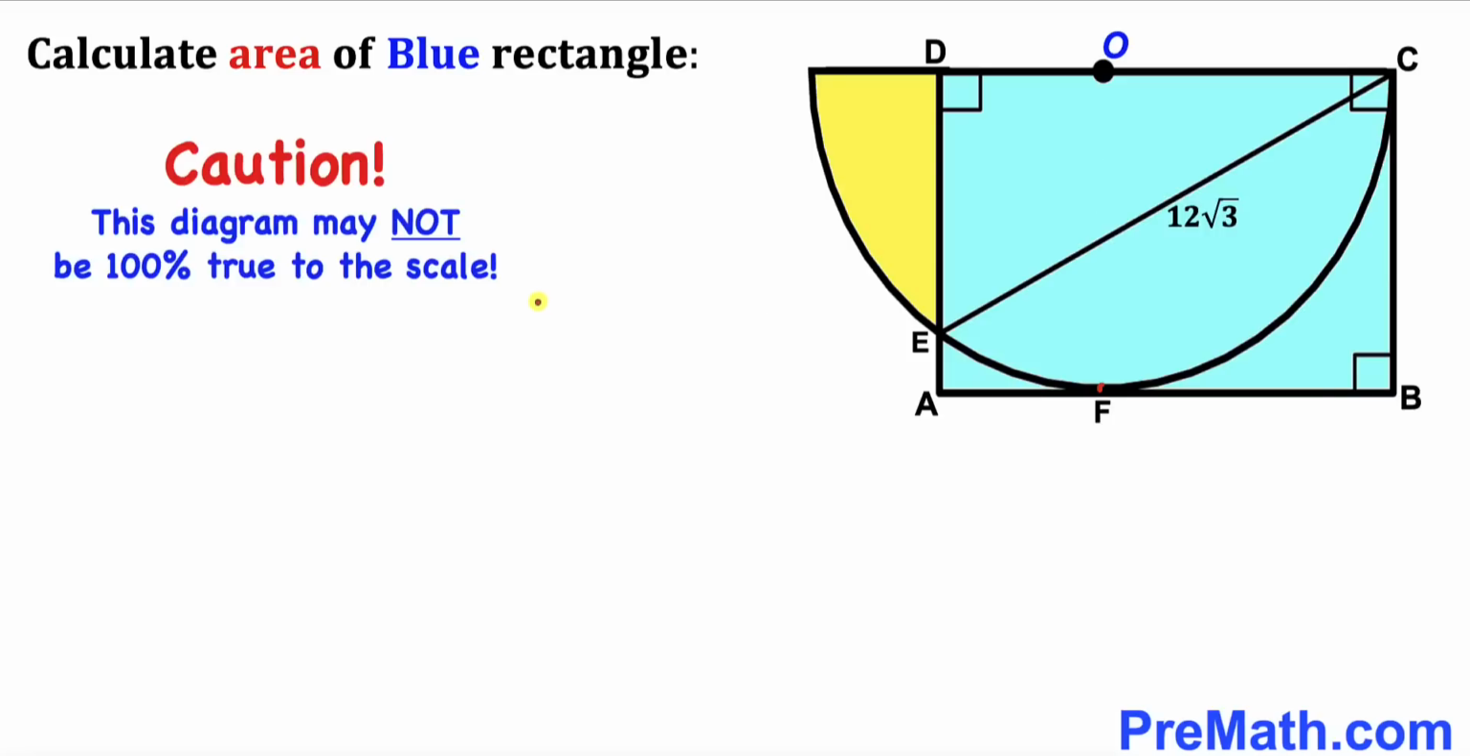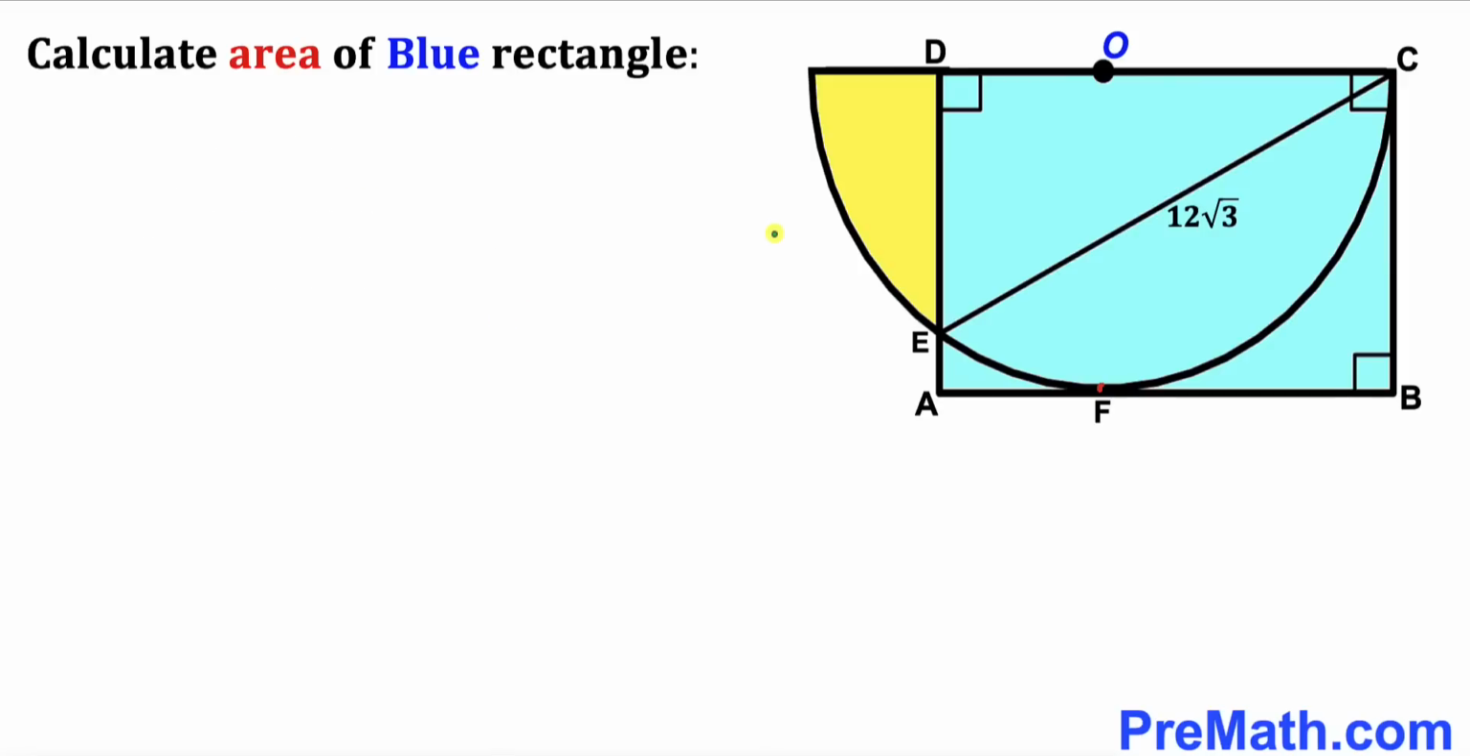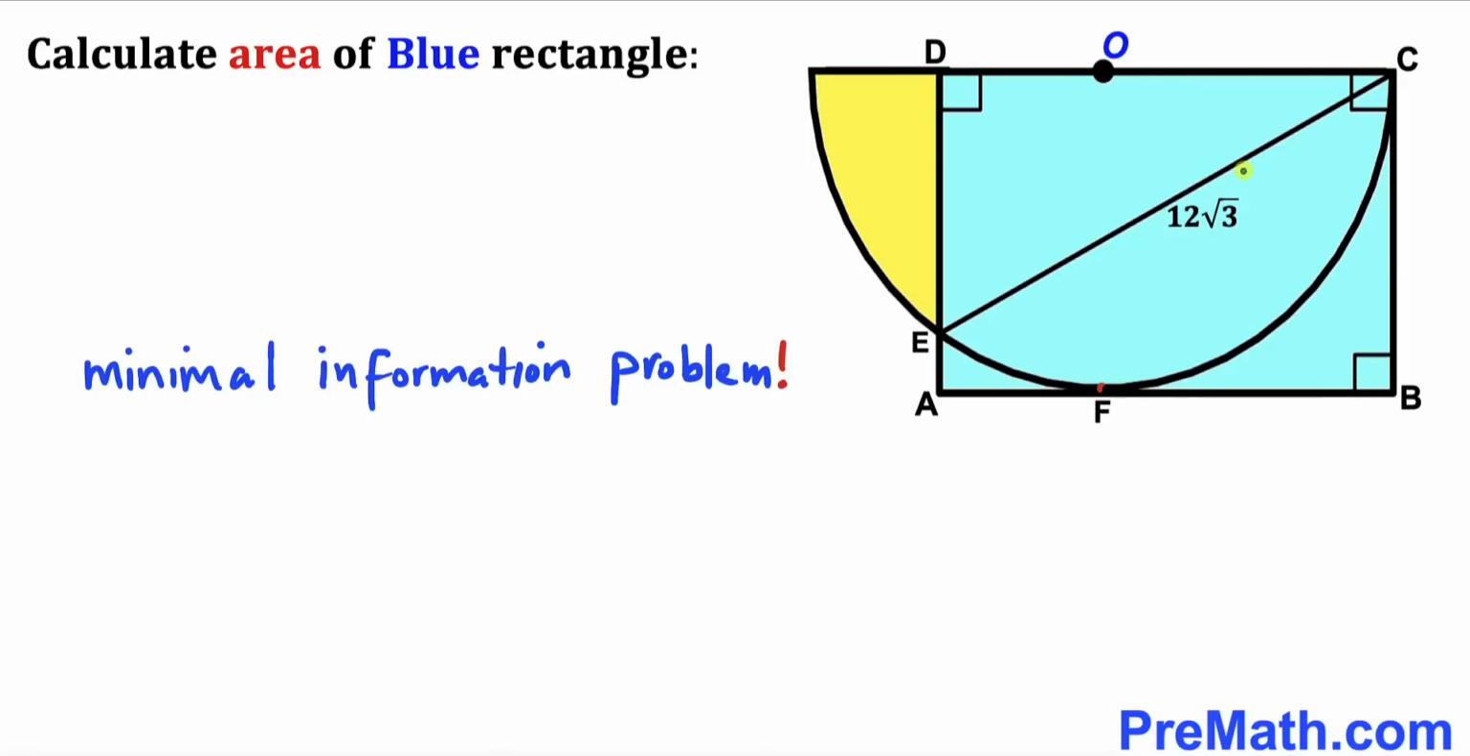Let me make it very clear that this figure may not be 100% true to scale. Let's go ahead and get started with the solution. Now we can see the only information that has been given to us is this distance EC, that is 12 times square root of 3 units. In other words, we have a minimal information problem.